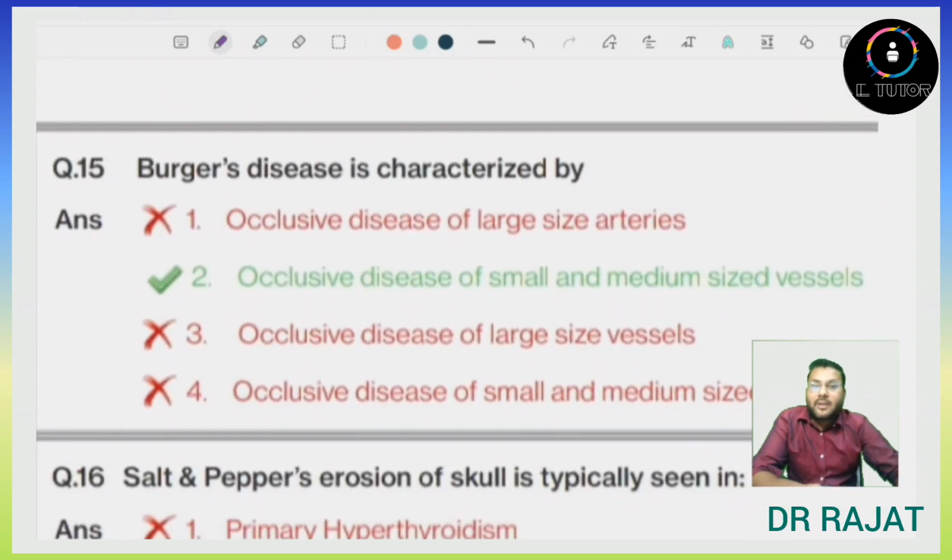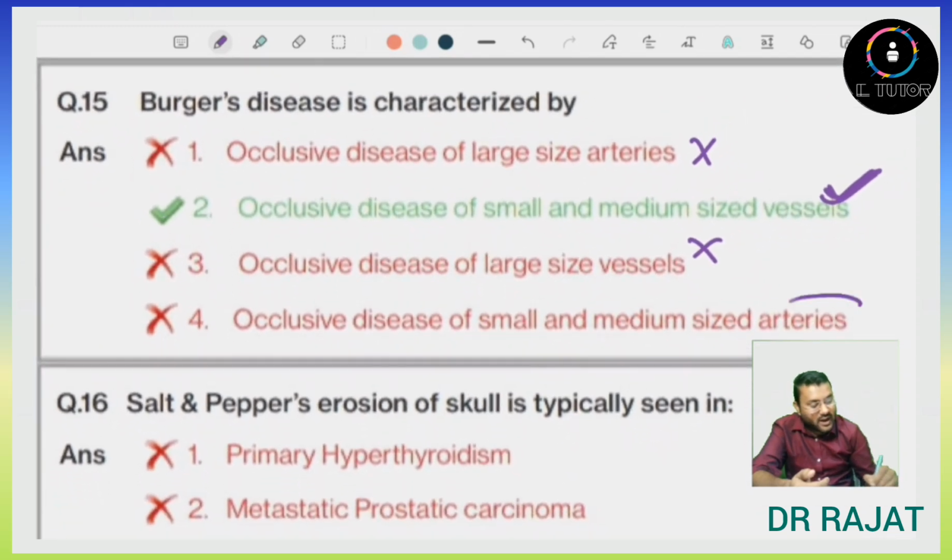Buerger's disease is characterized by. So, Buerger's disease is an occlusive disease of large size arteries. This is false. For large size arteries, mainly we know that Takayasu arteritis and giant cell arteritis are there, but not Buerger's disease. Occlusive disease of small and medium size vessels. This is true. Occlusive disease of the large size vessels. No, this is not true. Occlusive disease of small and medium sized arteries. In the fourth option they have mentioned only arteries, so this is also not true. So Buerger's disease is mainly the occlusive disease of small and medium sized vessels, in which arteries and veins both are there.